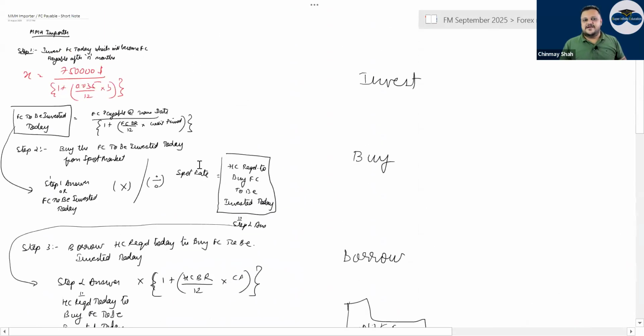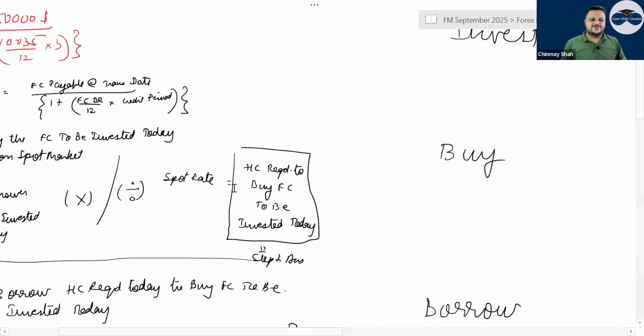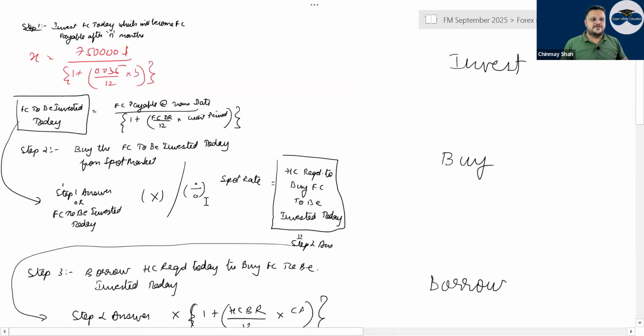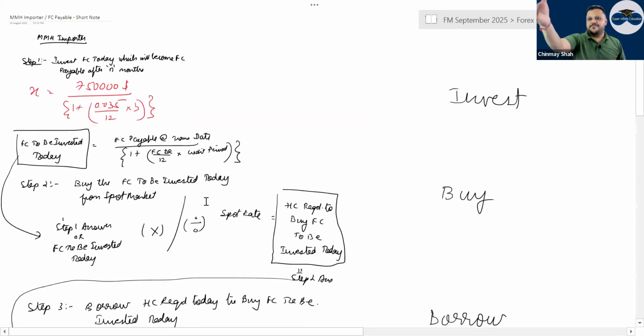See the impact, I am telling you this, correct? The impact when you are in class and writing with me the whole story is completely different. Those who have done that do not have even a single percent problem in money market hedge, right? So step one, what is step one? FC to be invested today, you find the present value, the present value of the payable amount today.